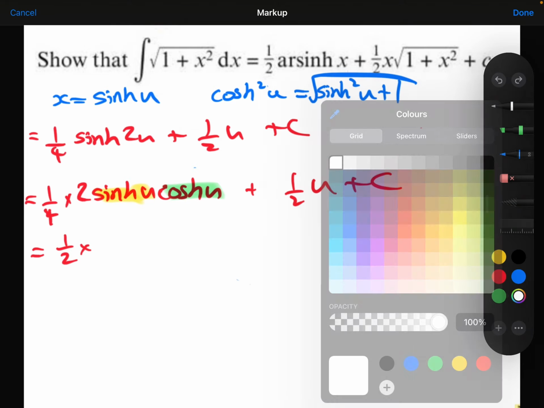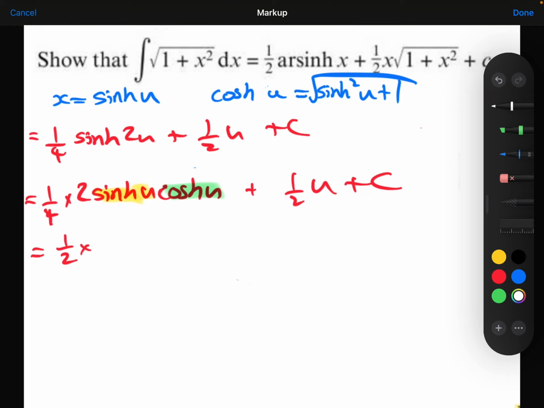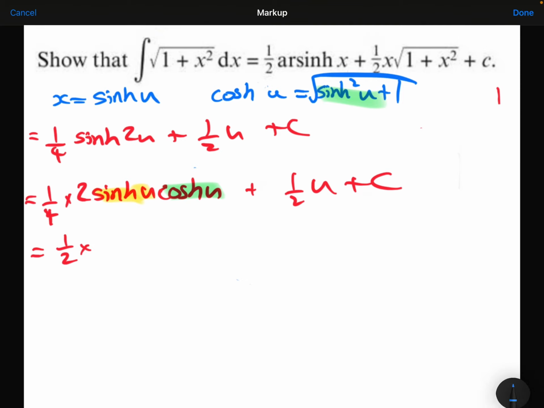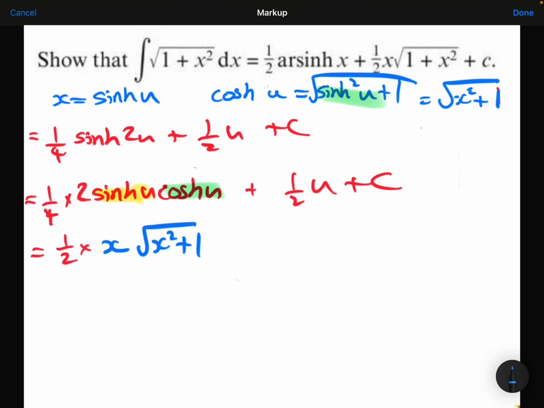And given that I know that sinh u is x, this allows me then to replace the cosh with the square root of x squared plus 1. So let's do those. I've got the sinh gets replaced with the x, the cosh gets replaced with the square root of x squared plus 1. Then I've got the half u.